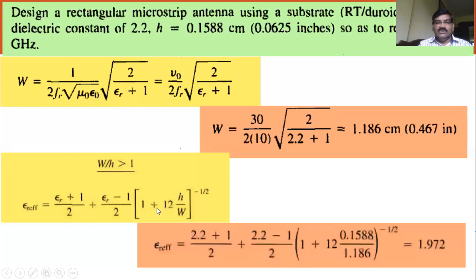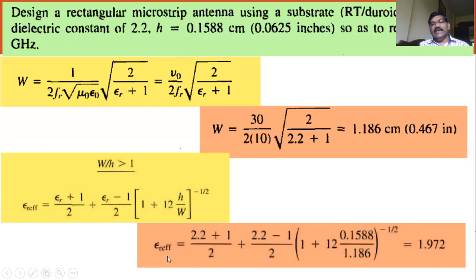Now put the values in the formula. Epsilon R is 2.2, so (2.2 plus 1) upon 2, plus (2.2 minus 1) upon 2 into another bracket, 1 plus 12 times this height. As the height is in centimeters, convert it into the SI system. Put these values and take the square root. The effective dielectric constant you will get is 1.972. Initially it is 2.2, so it reduces.